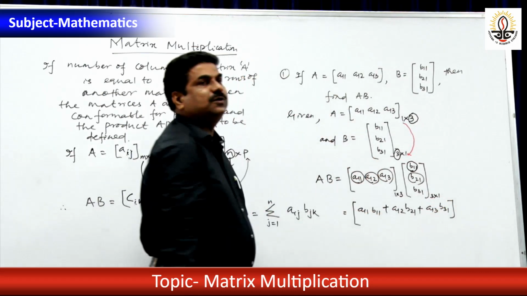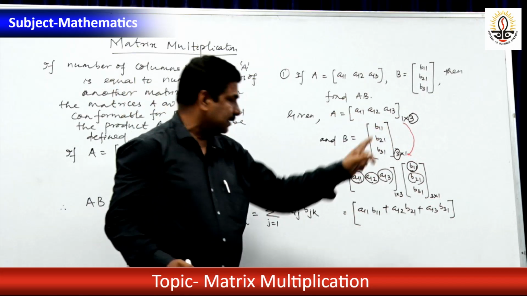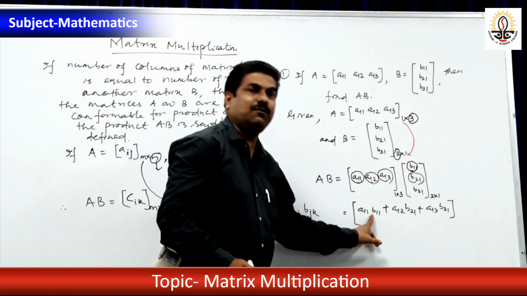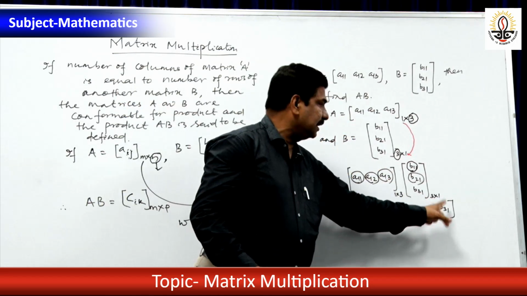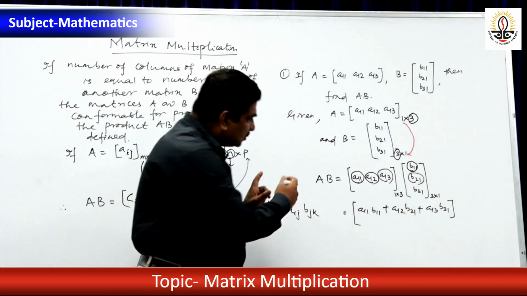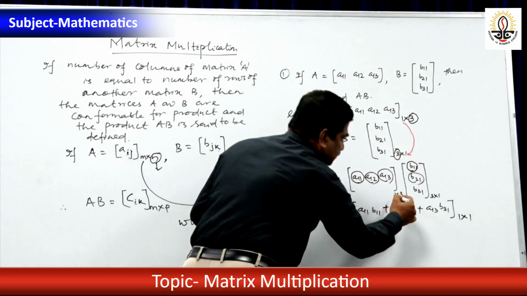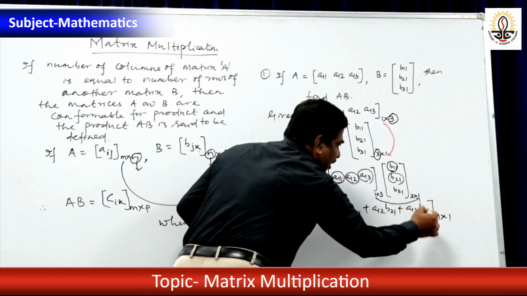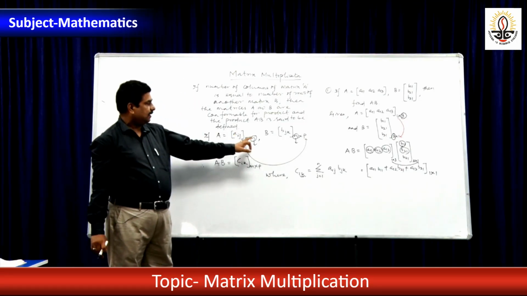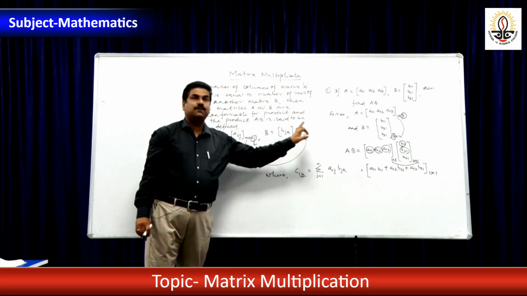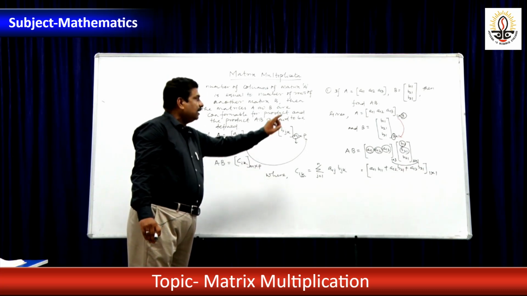So this is the sum of the product of the ith row with the kth column of the second matrix: A11 into B11 plus A12 into B21 plus A13 into B31. So this is a matrix of order 1 by 1, dear. I have already explained you. If A is a matrix of order m by n and B is a matrix of order n by p, then the product AB is of order m by p.